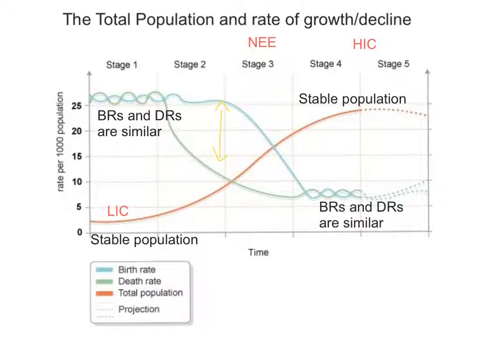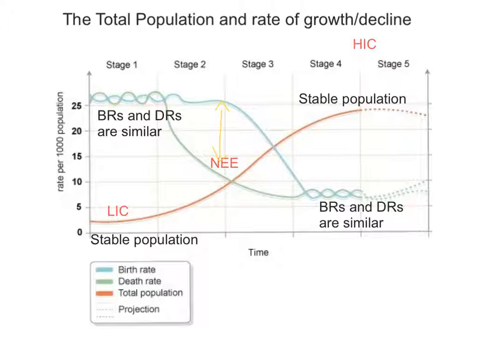And we've already discussed that the reason why the death rate is falling is because the country is becoming more developed, able to afford a better healthcare system. This kind of country at this stage would be a newly emerging economy, a country like India.